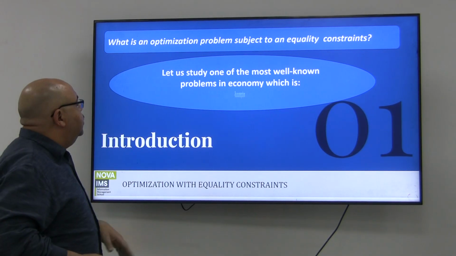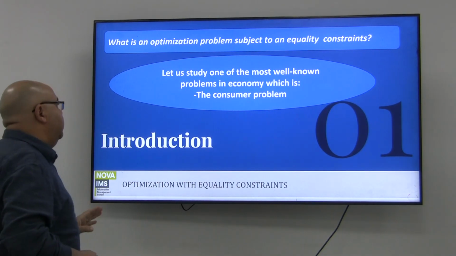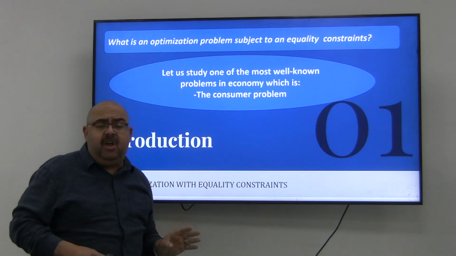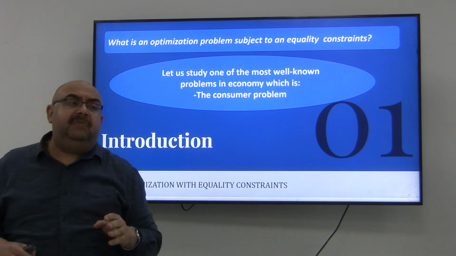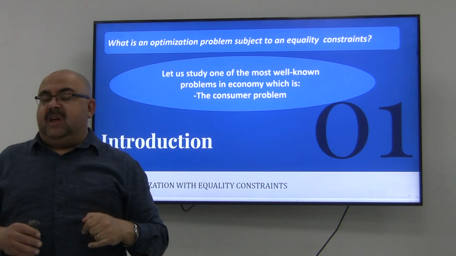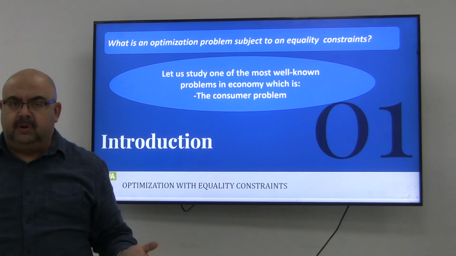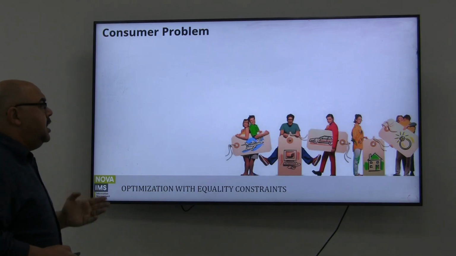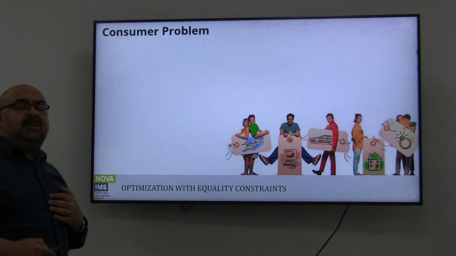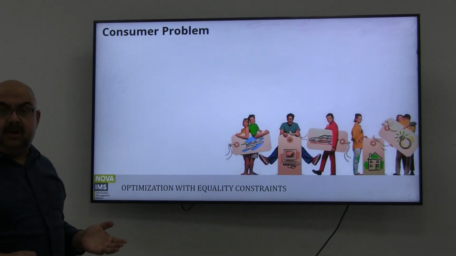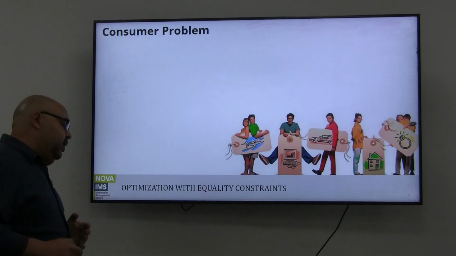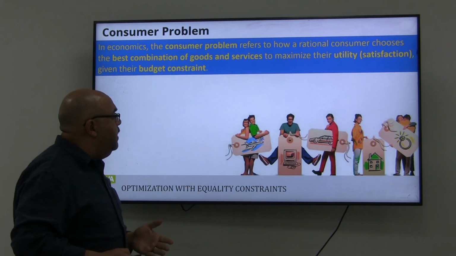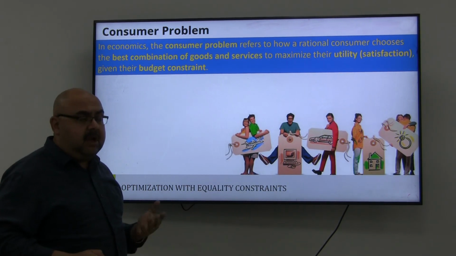What I want you to understand is that the optimization problem subject to equality constraint has a lot of applications. The most well-known or famous problem is the consumer problem. That's a very important problem. You will feel it's actually you or her or whatever. So in the consumer problem, I need the maximum use of my utility, but my utility under certain constraint. Maybe this constraint is a budget constraint.